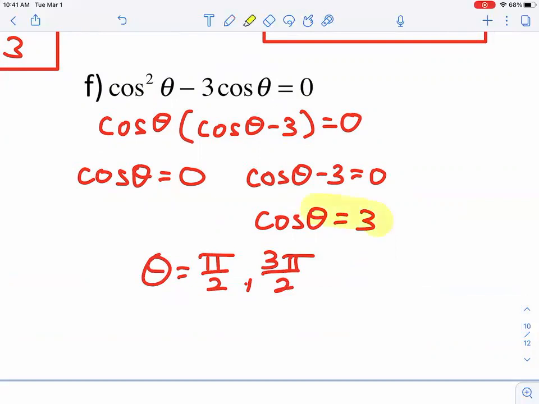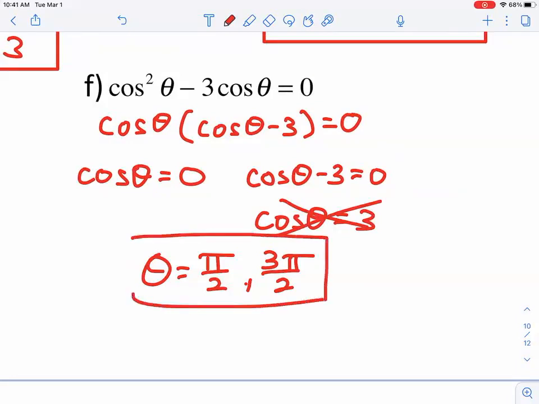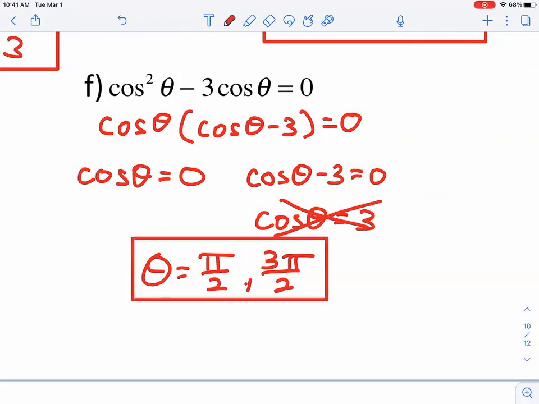Now this is saying, where is the cosine, the x value, equal to 3? It never is. Right? It's never equal to 3. It's really nice when that happens. We don't even have to worry about it. Because cosine never does equal 3. So we only have those two answers at pi over 2 and 3 pi over 2.